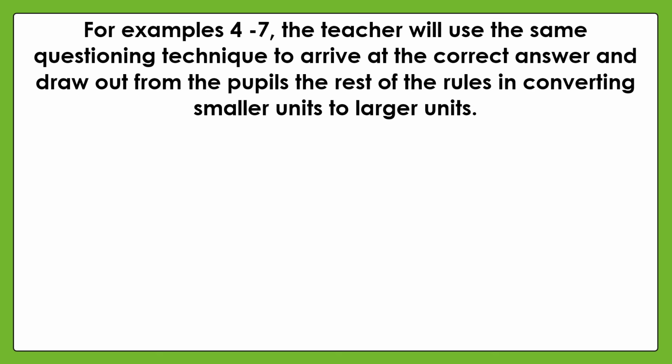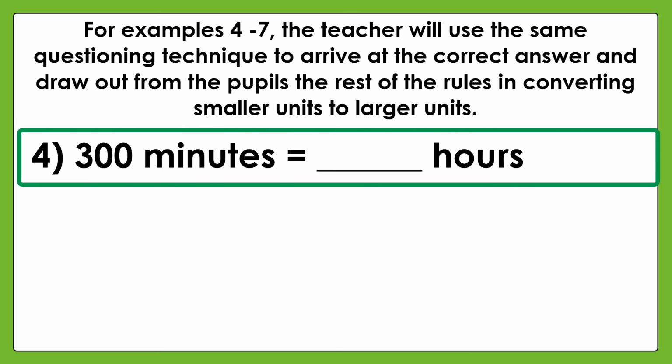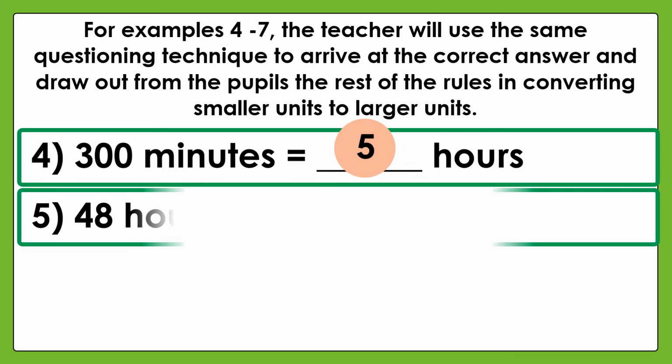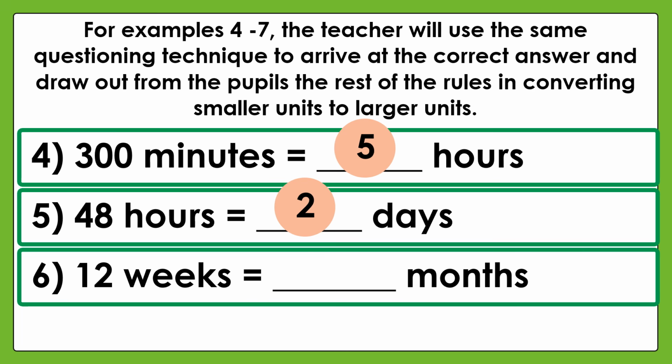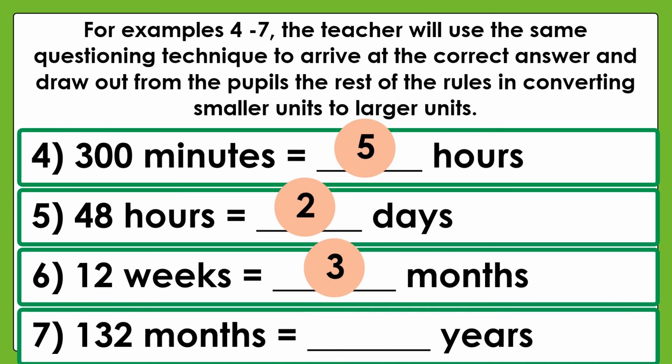For examples 4 to 7, the teacher will use the same questioning technique to arrive at the correct answer and draw out from the pupils the rest of the rules in converting smaller units to larger units. Number 4, 300 minutes is equal to 5 hours. Number 5, 48 hours is equal to 2 days. Number 6, 12 weeks is equal to 3 months. And number 7, 132 months is equal to 11 years.